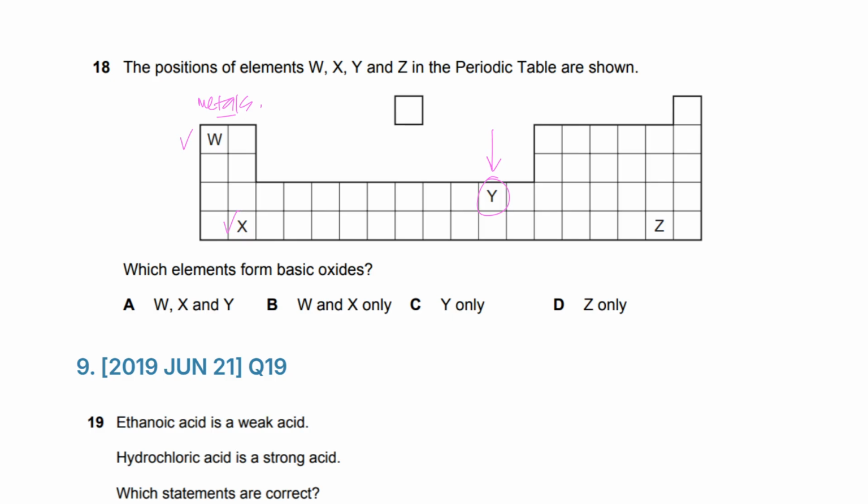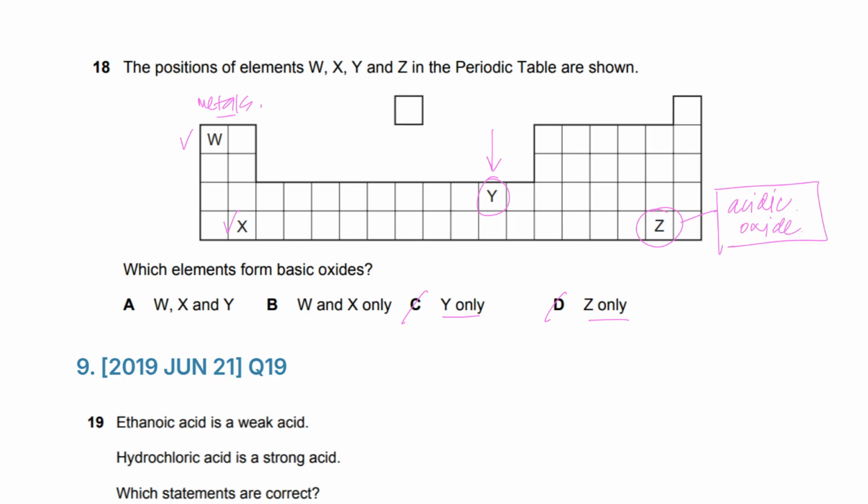Group 1 metal oxides, group 2 metal oxides, they are definitely basic oxides. But that's why C and D can automatically be eliminated, because it can't be Y only and it can't be Z only. It is either A or B, because Z is a non-metal, so this will probably form an acidic oxide, you know.